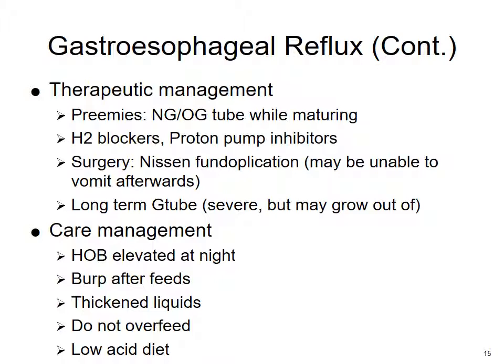Other care management that we're going to apply to all of these patients are to keep the head of the bed elevated at night. That mitigates how far the regurgitation is going to happen and potentially prevents aspiration. Gentle but thorough burping after feeds for infants. Thickened liquids rather than thin ones. Careful not to overfeed, and a low acid diet.